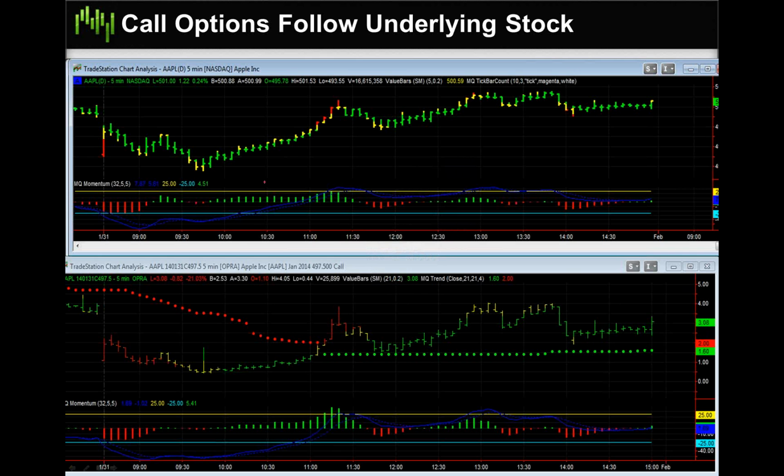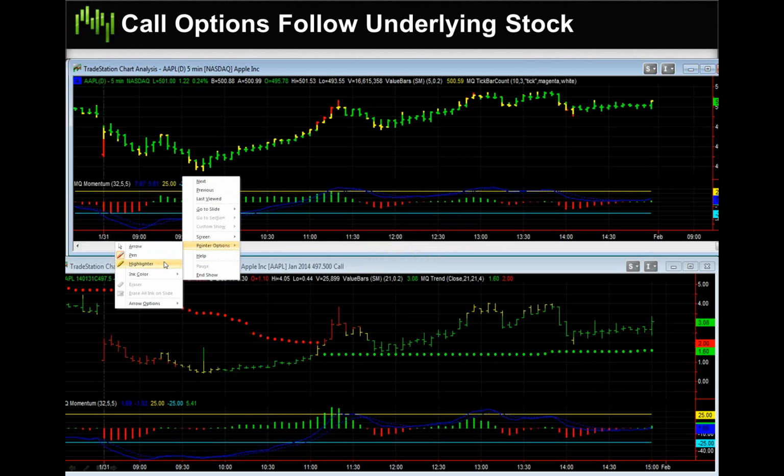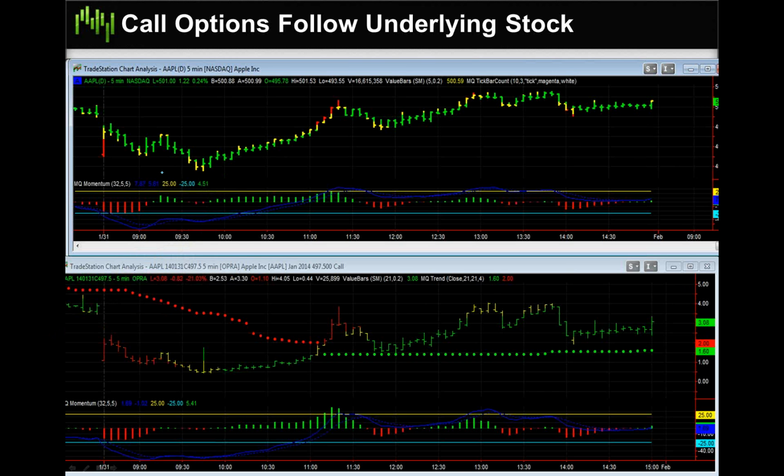Understand that when the underlying heads up, let me change my pointer color to something that's easily seen. When you see the underlying start heading up here, you expect to see the same thing happen with the call option as well. Now, it's not a one-to-one move, and that's where delta comes in. An option's delta shows you how far the option is expected to move with respect to one unit of movement of the underlying.